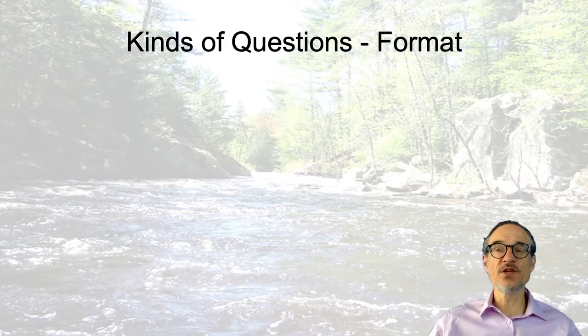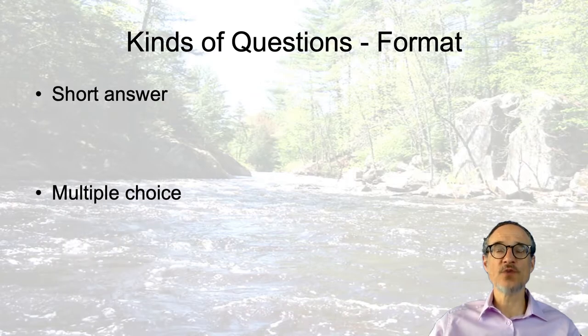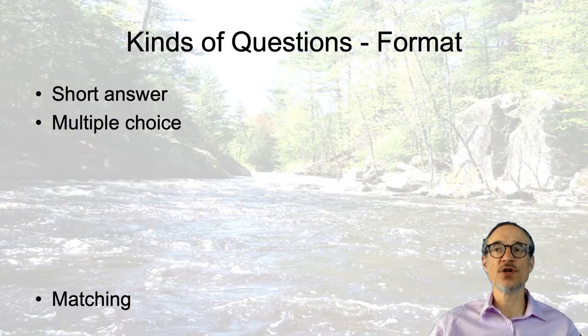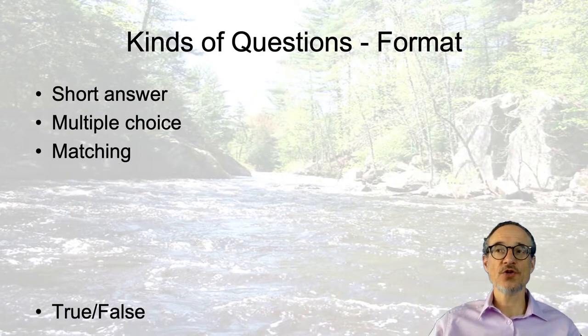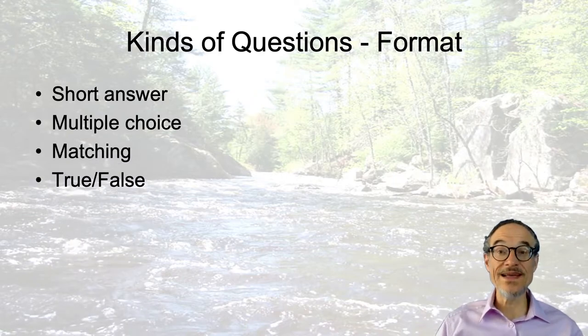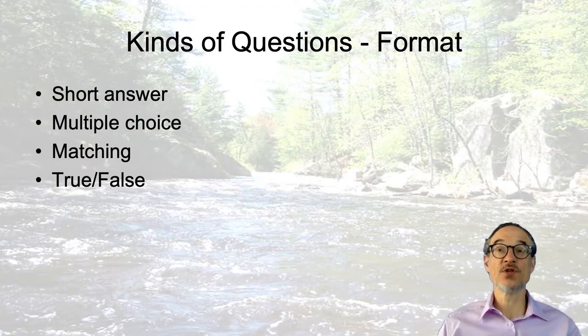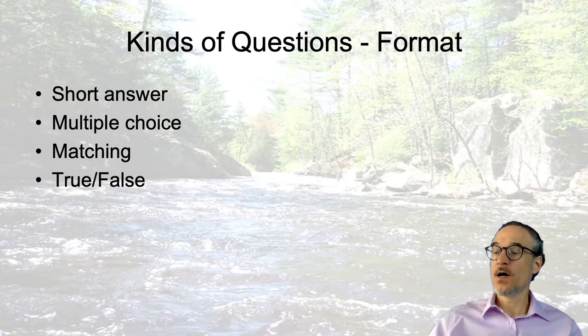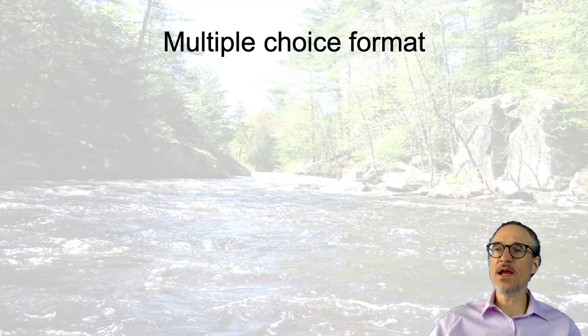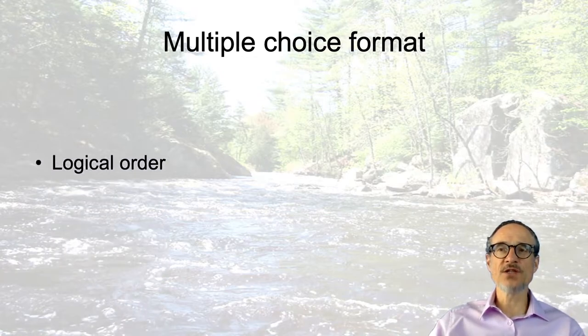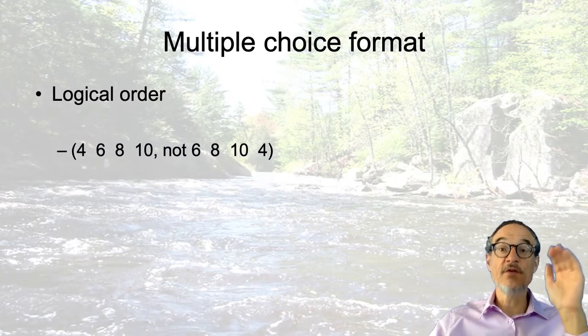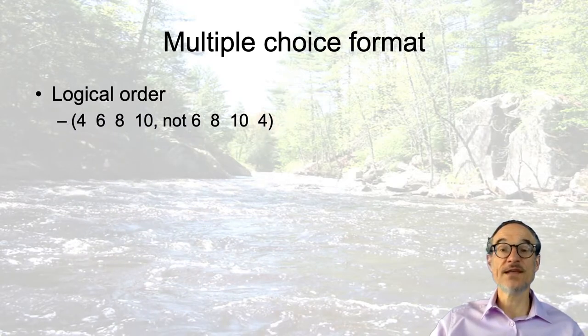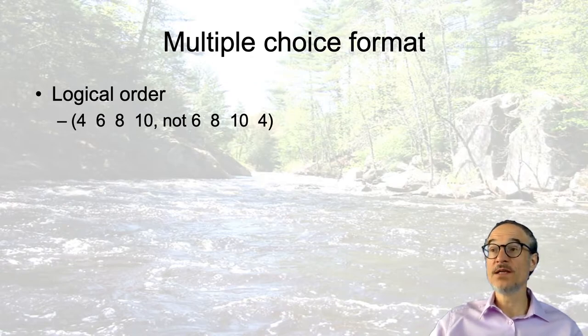So just to remind you, in terms of format, there are 4 different kinds of question: short answer, multiple choice, matching, and true false. And I'd like you to make one each of these question types, these question formats. Please, if you're making a multiple choice question, make sure that the answers are in a logical order, if there is some logic. So 4, 6, 8, 10 would be a logical order. 6, 8, 10, 4 is not logical.